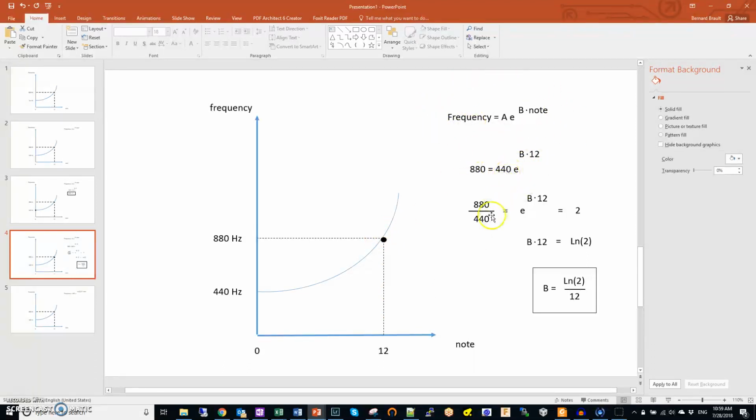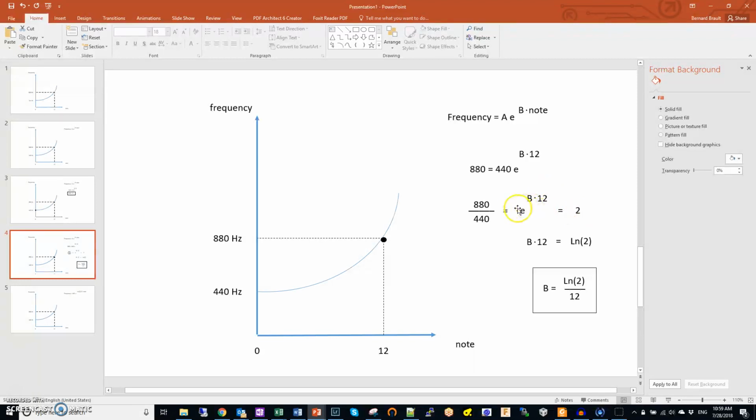I move the 440 to the other side, and I isolate e^(B·12). And this here, 880 divided by 440, is 2, and this is by design because we want the frequency of the 12th note, or the octave higher, to be twice the frequency. Now we'll do a little bit of a trick.